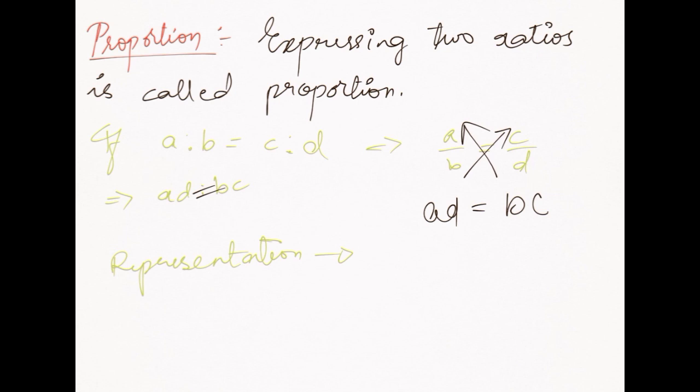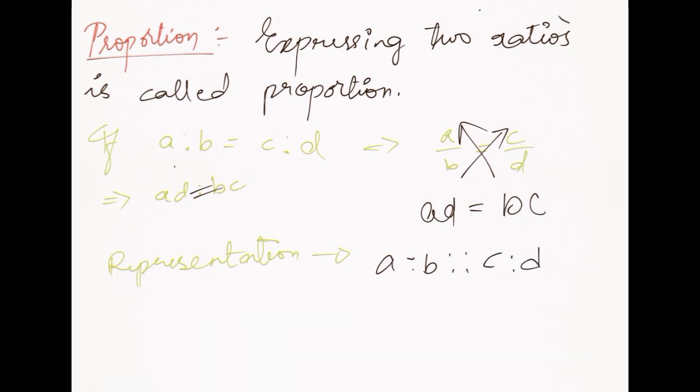Okay. Now, how do we represent if A is to B and C is to D are in proportion? We will represent it in this way: A is to B, proportion, C is to D. We need to know 2 points actually, about inverse proportion and direct proportion. Direct proportion and inverse proportion we have already learned, right?